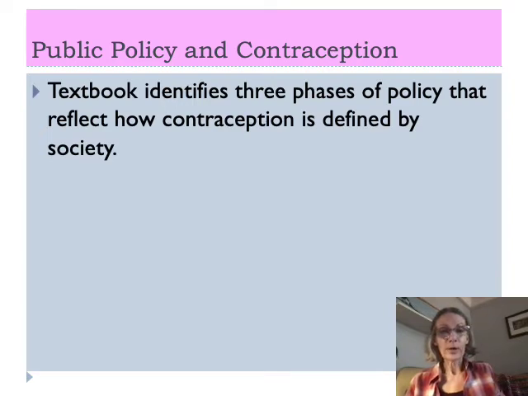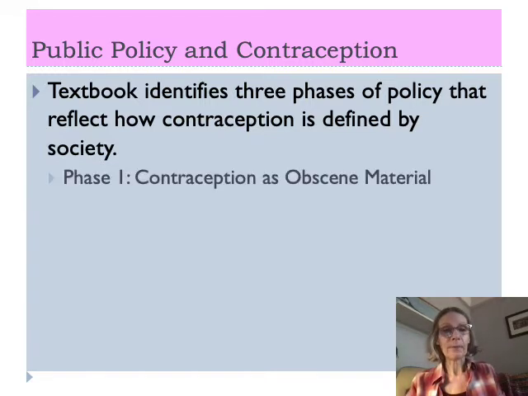Okay, so your textbook identifies 3 phases of policy that reflect how contraception is defined by society. Keep in mind, earlier in the semester when we were talking about public policy, public policy is oftentimes a reflection of the values of the society at that time period. And as those values change, then public policy will oftentimes change as well. And we'll see those changing values and goals as we look at these different phases of contraception.